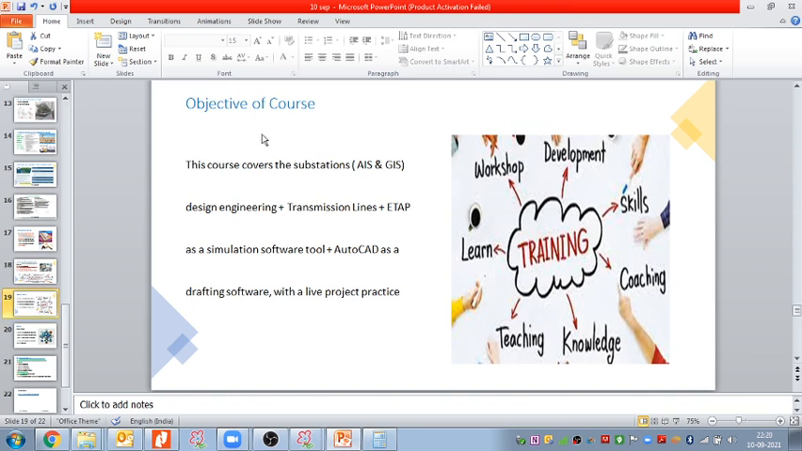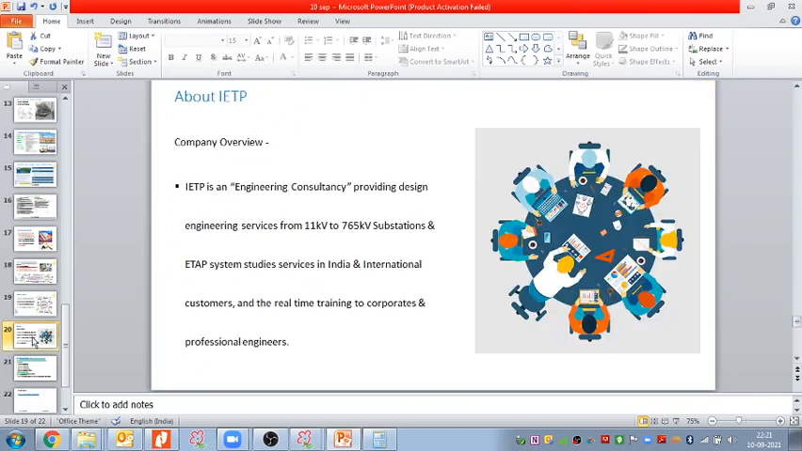Okay, so the objective of this course: the course covers substations, AIS and GIS, design engineering, transmission line, ETAP as a simulation software tool, and AutoCAD as a drafting software, with live project practice. So that is the main objective.